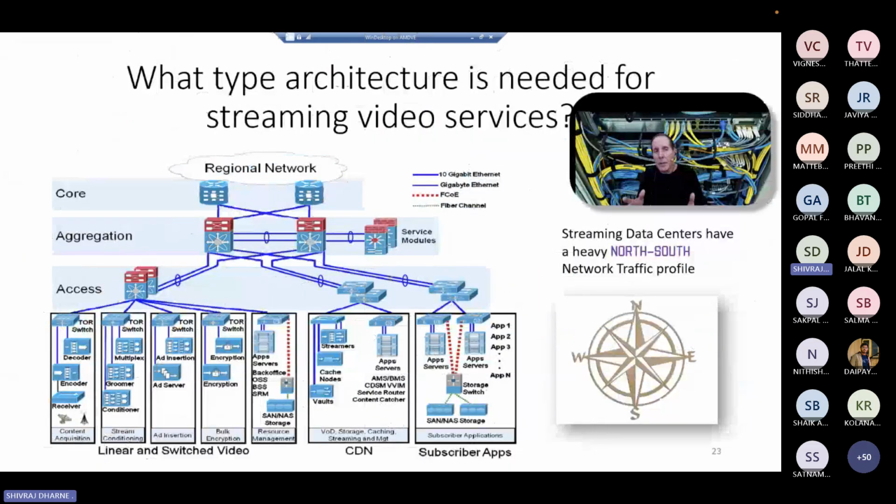So I know what you're thinking. What about Netflix? What about Hulu? What about Amazon Prime streaming video services? Well, they don't use spine leaf because it's east-west. If you think about streaming services, it's all north-south. So this is a typical Cisco design for a streaming video service data center.